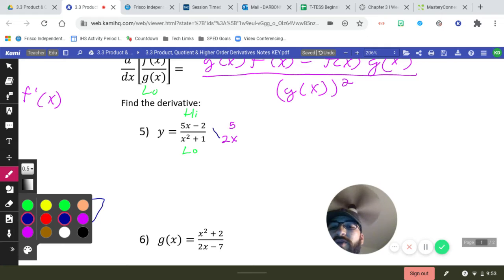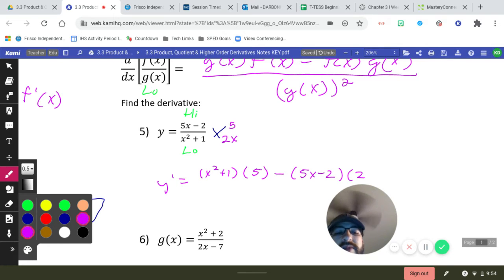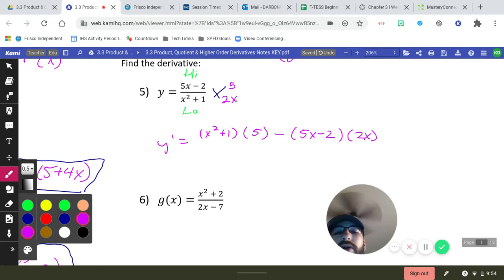Then we're still cross multiplying, okay, but we have to know which one comes first. So it's low times derivative of the high. So x squared plus 1 times 5 is the function that we want first. So x squared plus 1 times 5 minus high times derivative of low. So 5x minus 2 times 2x all over low squared. So all over the original function for low, so x squared plus 1 squared, just like that.